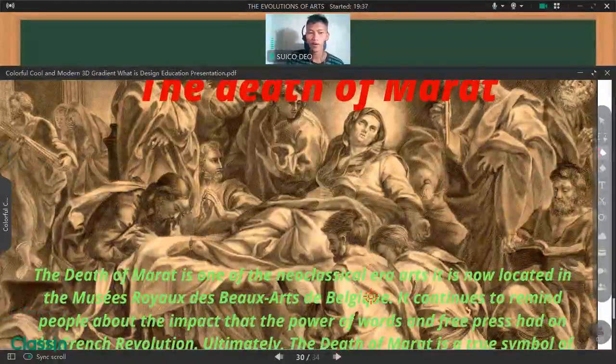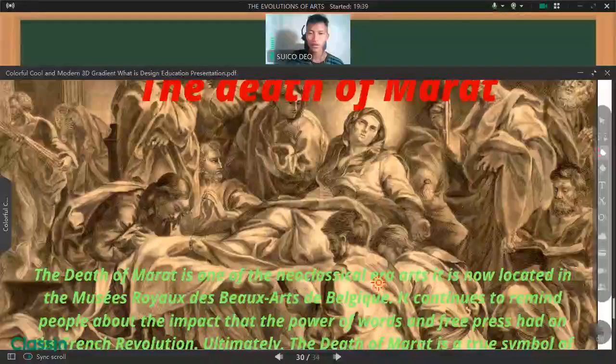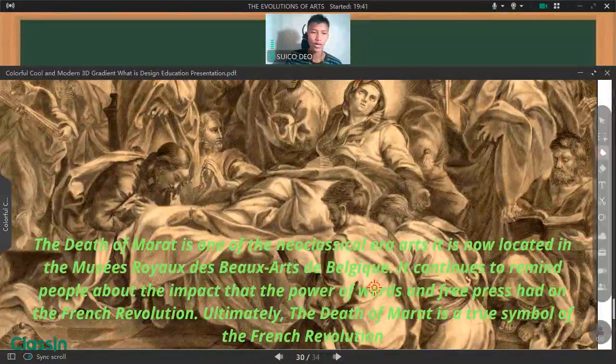The Death of Marat. The Death of Marat is one of the neoclassical era artworks, now located in the Musées Royaux des Beaux-Arts de Belgique. It continues to remind people about the impact that the power of the word and free press had on the French Revolution. Ultimately, The Death of Marat is a true symbol of the French Revolution.